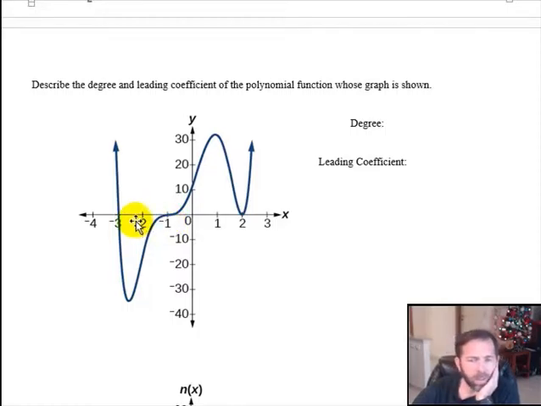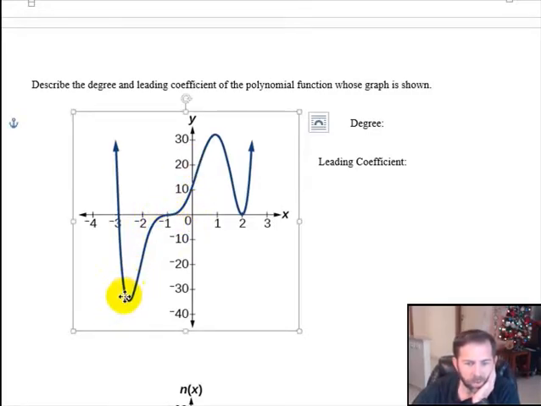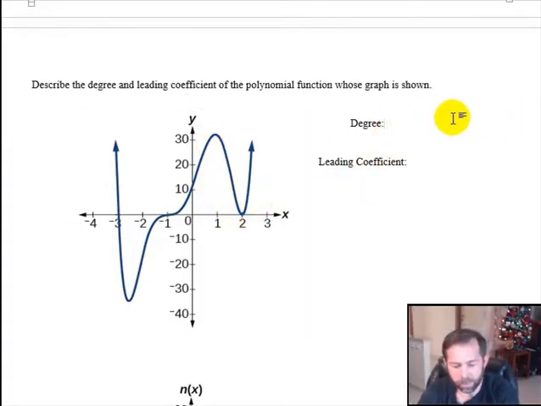But now let's count the turns. So we have 1, 2, 3. And like I said, this one's kind of a flattened out version. If you imagine this hump kind of coming down and then going back up again, it actually would turn here and turn here. So we have 1, 2, 3, 4, 5 turns. So 5 turns means that this is a 6th degree. Okay, and the leading coefficient, since it ends going up, in the positive direction, we know that the leading coefficient was positive.